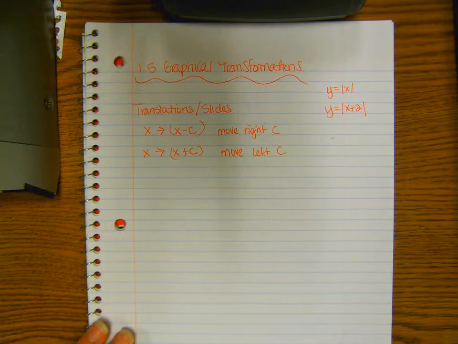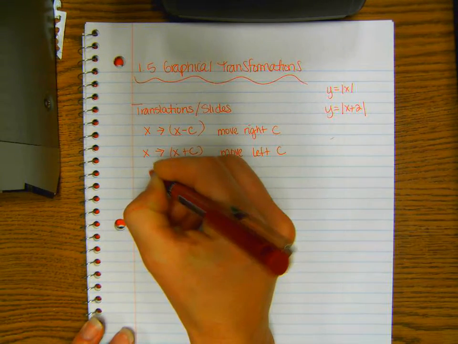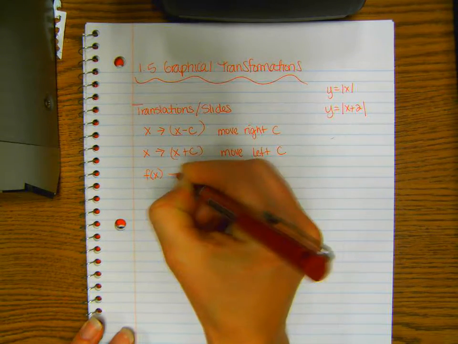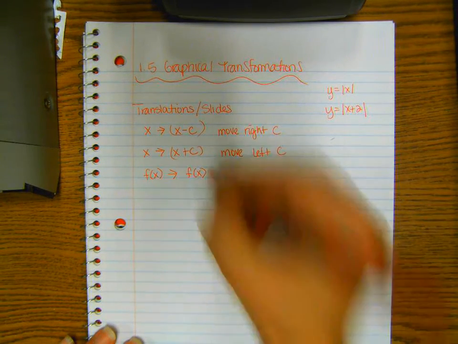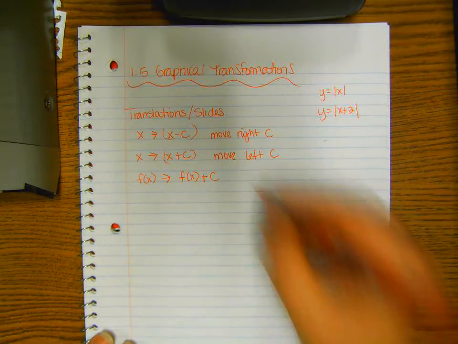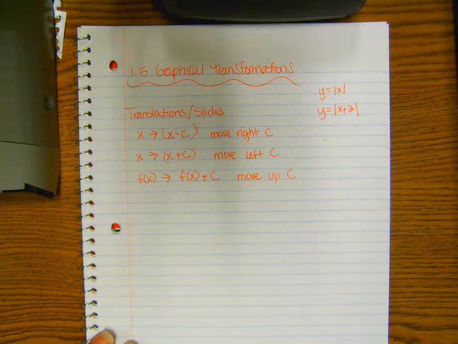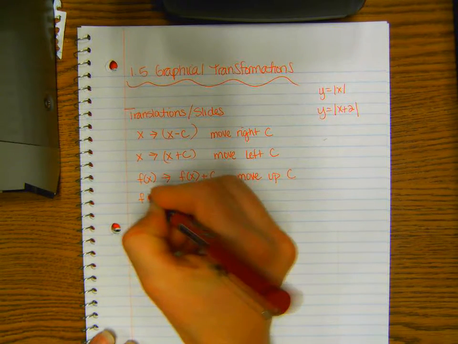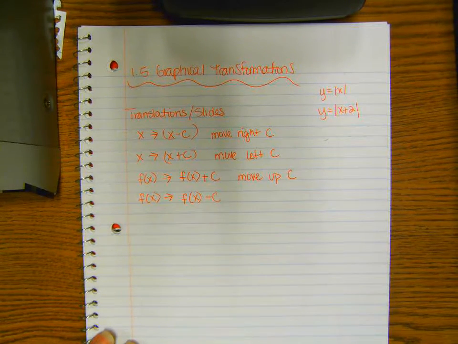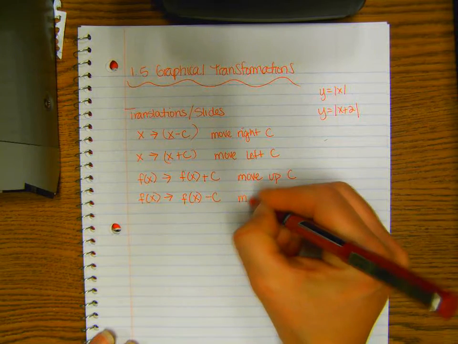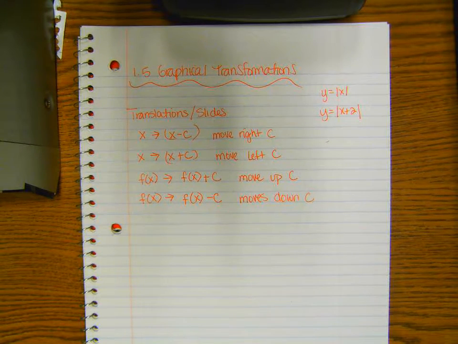Okay. If I have the whole function, this is left and right. If I have the whole function f of x, and after the function I add c, that's going to move it up c. And if I have a whole function and after the function I subtract c, it's going to move it down c.